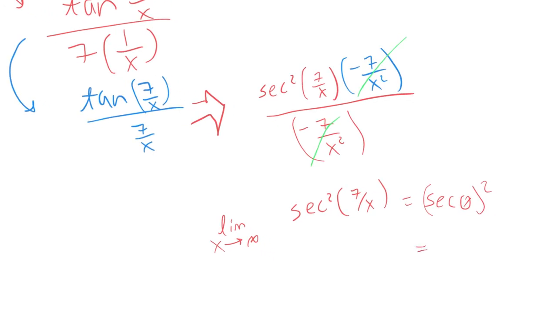And secant is the reciprocal of cosine, and cosine of 0 is 1, and the reciprocal of 1 is 1, so this should just be 1 squared, which equals 1. All right, so that's how you'd want to do this one.